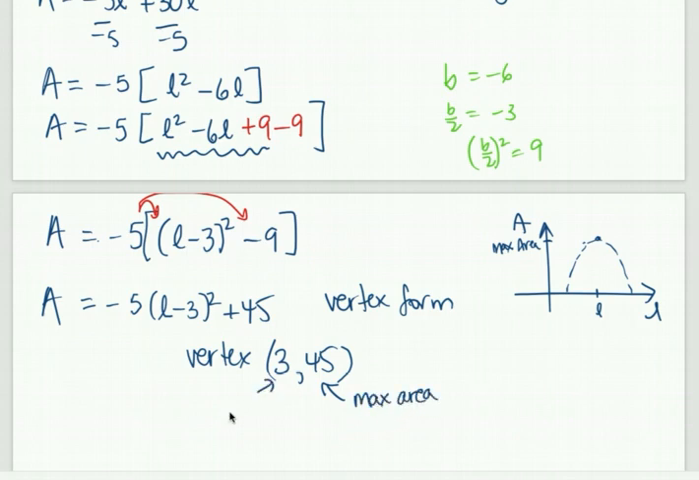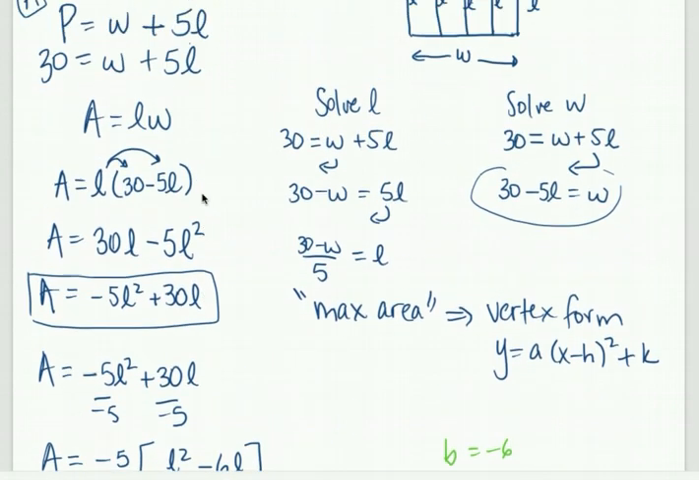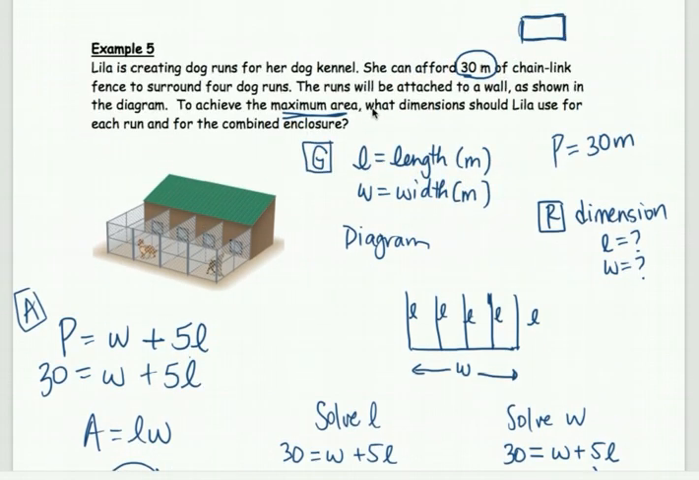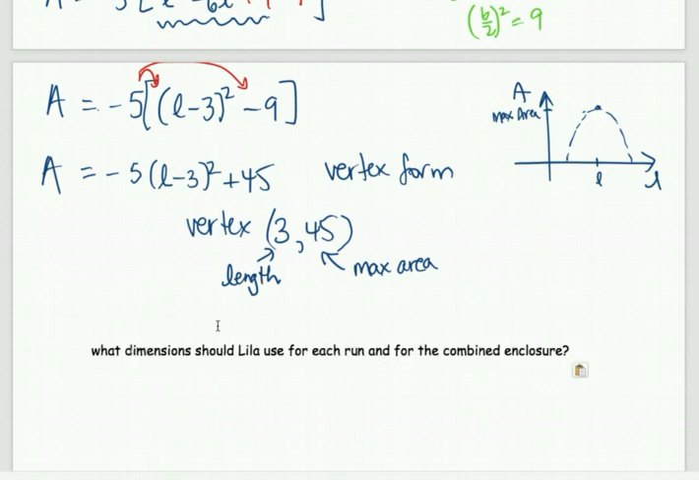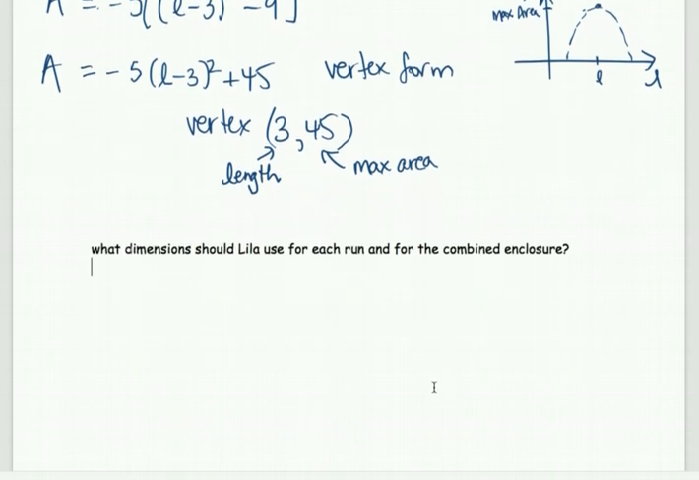Okay, this is the length that gives you the max area. So if we go back to the question here, they wanted to know what are the dimensions. What are the dimensions that Lila needs for each run and the combined enclosure?